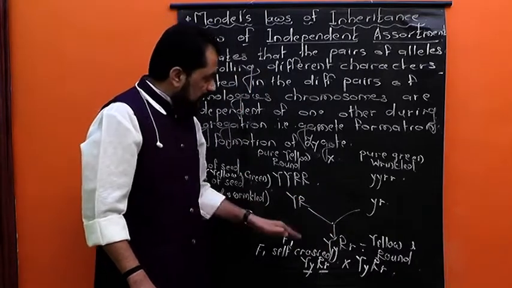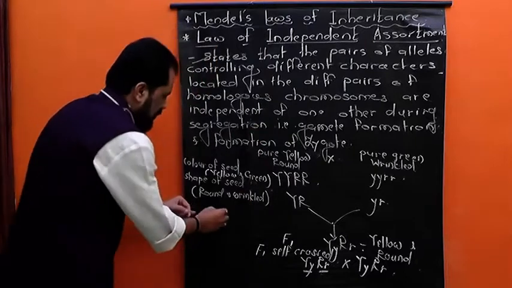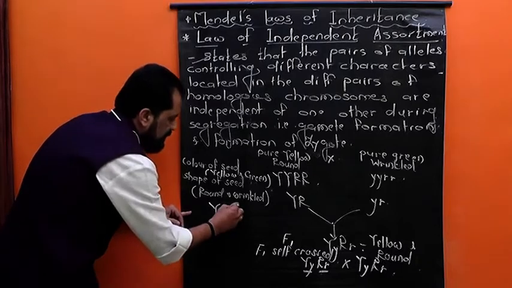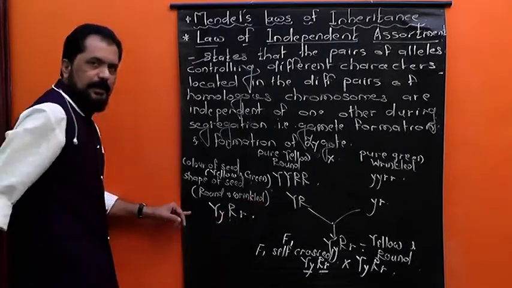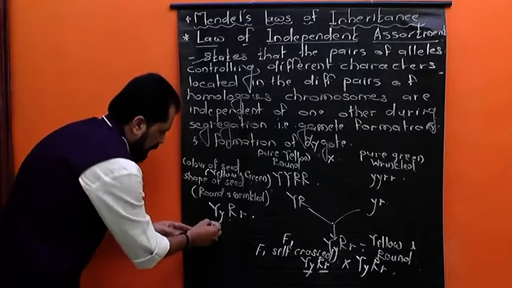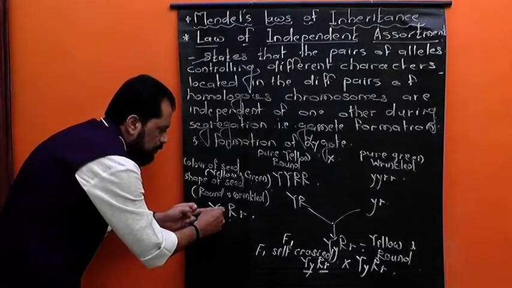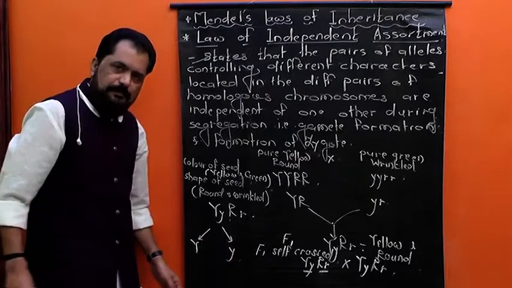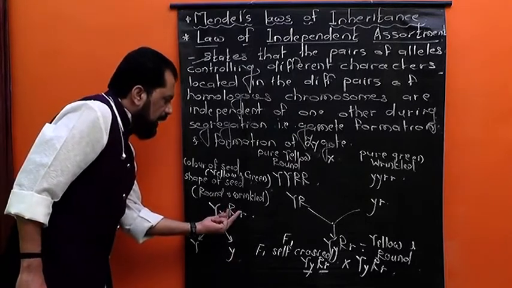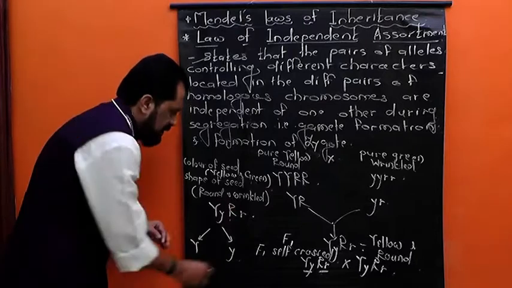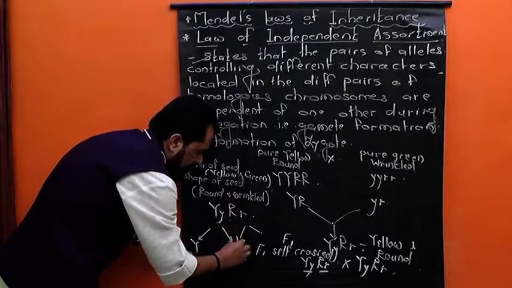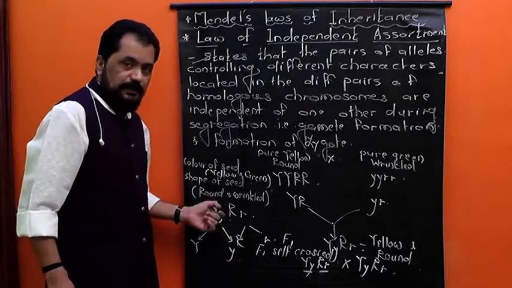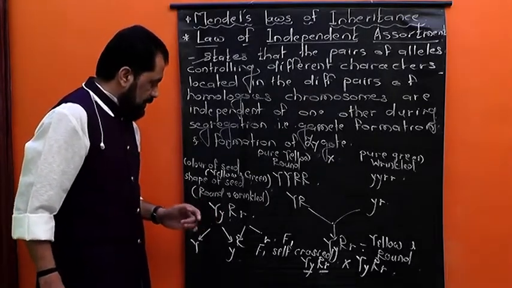So now initially during gamete formation what happens? These alleles separate from each other. It means these two genes in this pair separate from each other. In the same manner the pair of genes, these two alleles also separate from each other in this manner. Is that clear?